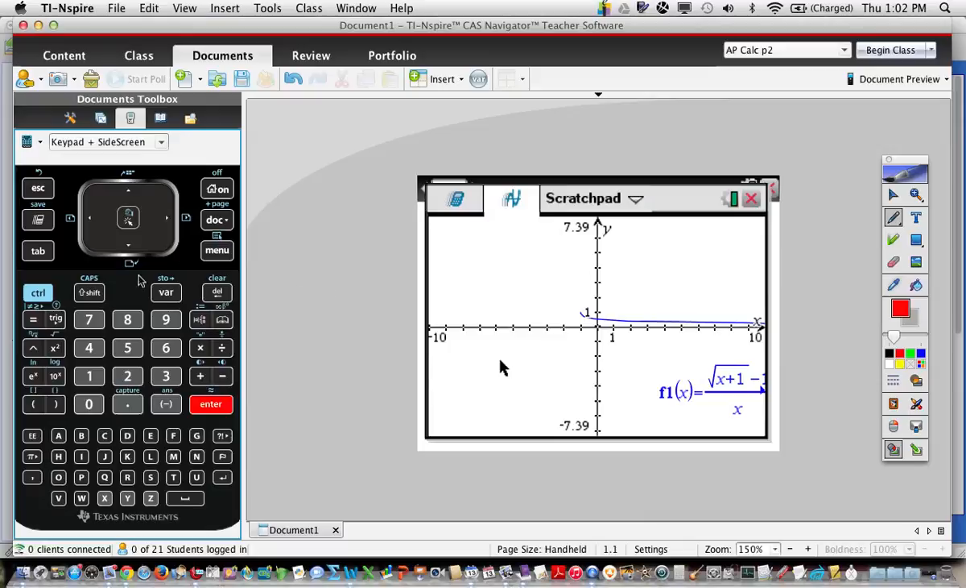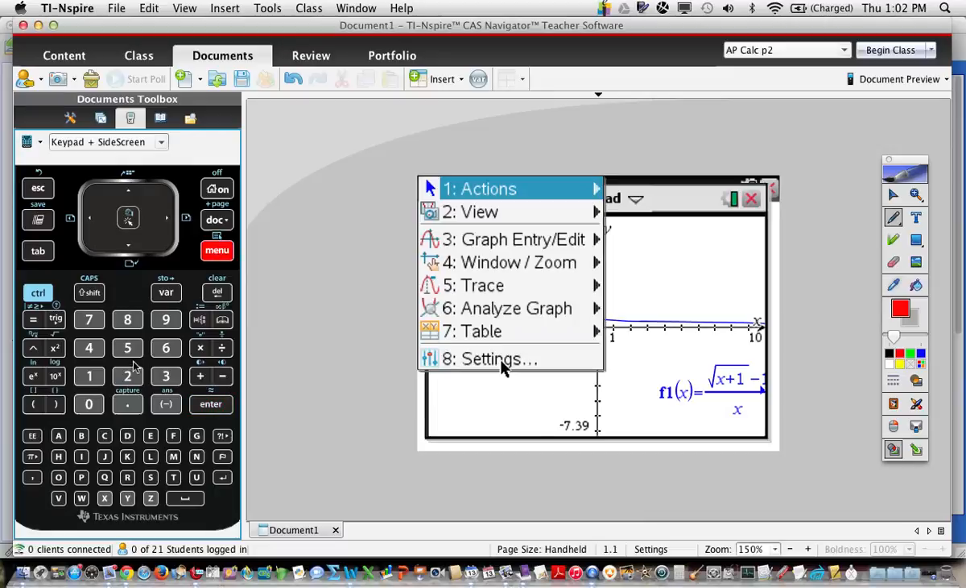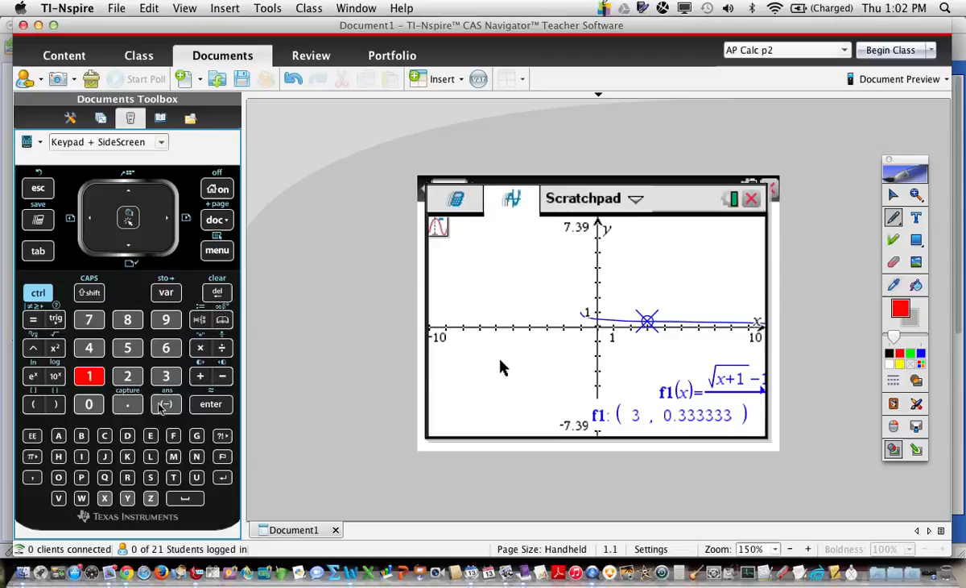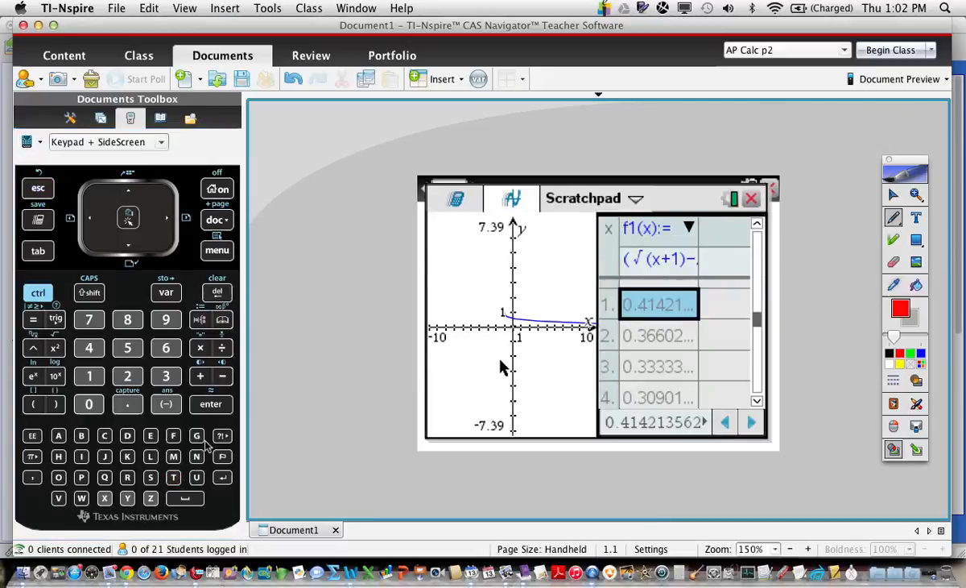Now, we could trace. Normally, I wouldn't even recommend you do this because that's not what this problem's about. But what's going to happen is if we trace at 0, sure enough, again, it's undefined, right? It's going to be 0 over 0. So what is that value there? So I'm going to get my table back up. So Control T. And I could have left the table up the whole time. Okay? But the problem now is, what?